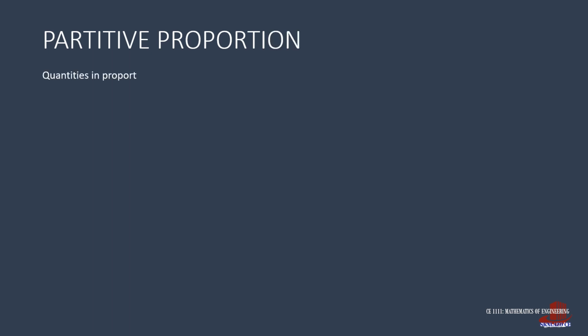Let's reiterate what was just said earlier. In partitive proportion, each element is a part of a whole. So adding them all together will give you the number of parts or divisions in an entity.